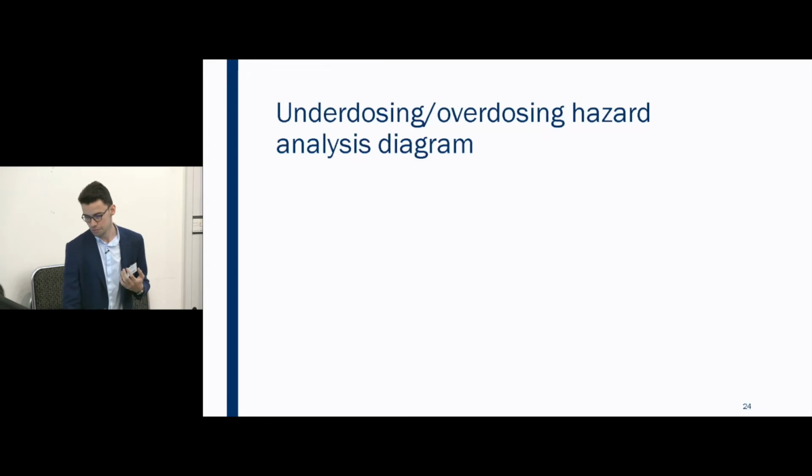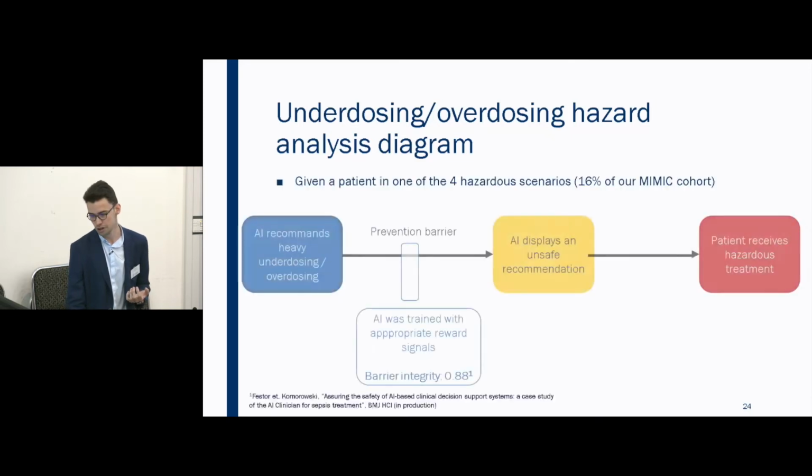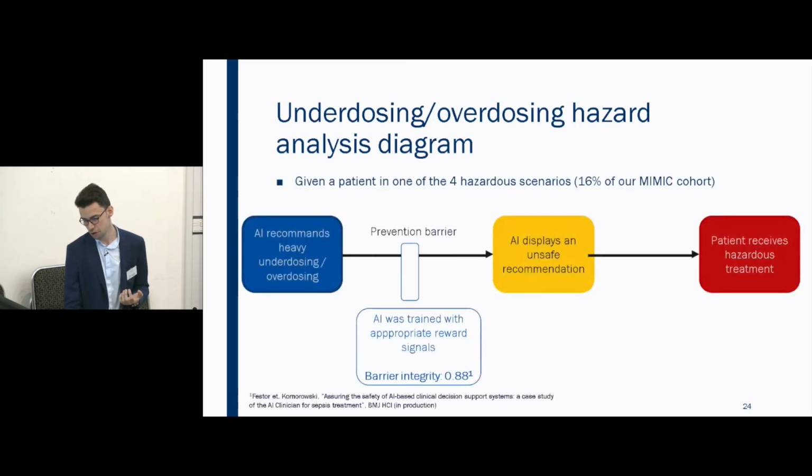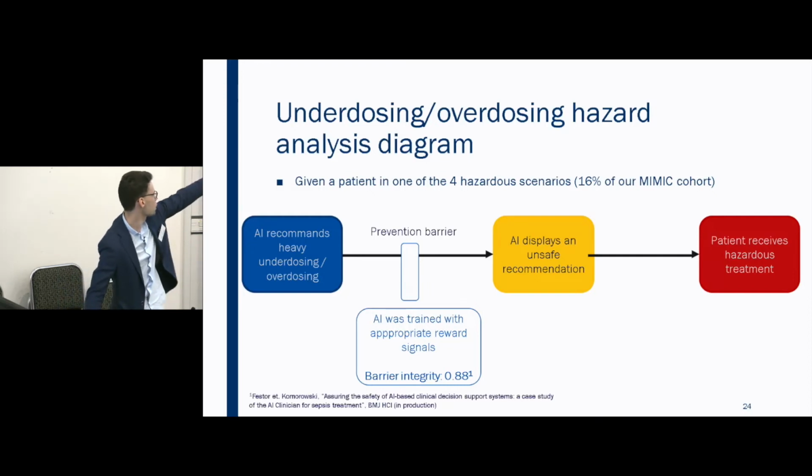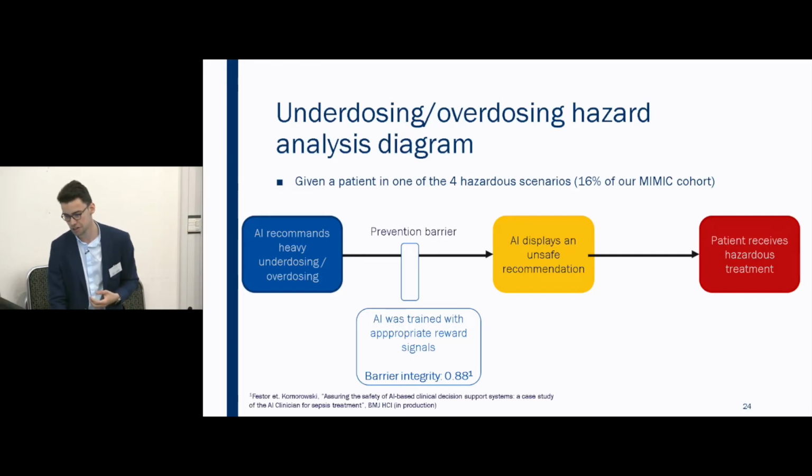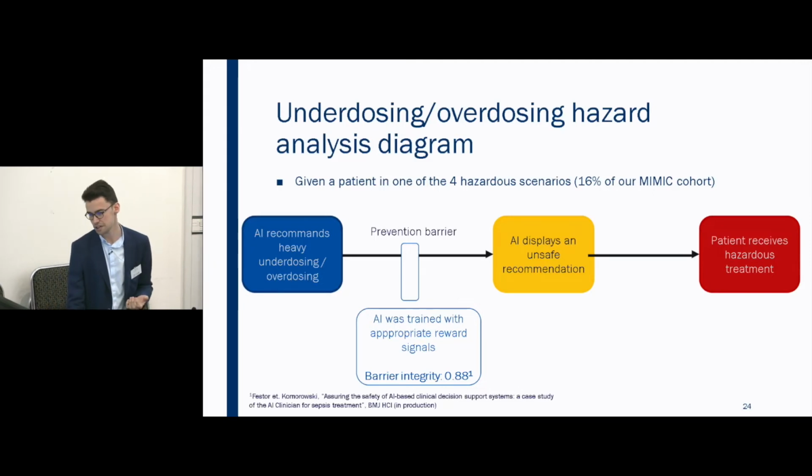And so now that we have retrained the system to be slightly safer while not harming its performance too much, we can go back to this diagram and we suddenly have an estimate of this barrier strength based on our retrospective data. We now know that in 88% of the cases, the AI won't recommend anything that's problematic.